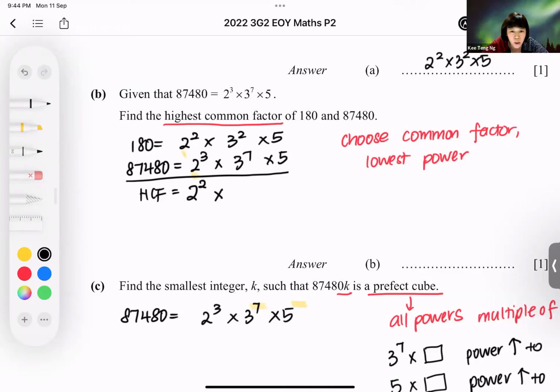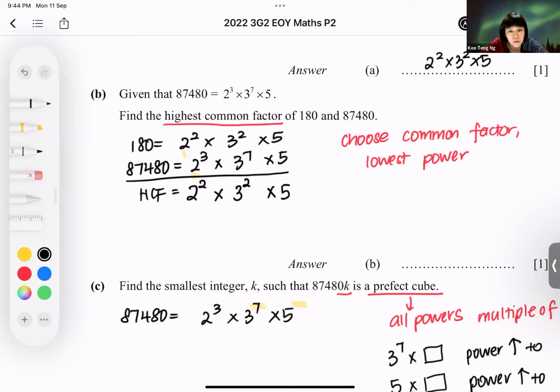Next one, 3 squared and 3 to the power 7. What should I choose? I choose 3, both of them have 3. And then I choose the one with the lowest power, 3 squared. Next one, the number is 5. So both of them have factor 5, no other power.